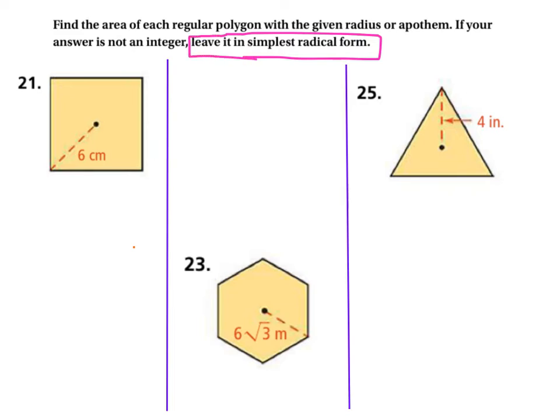What does that mean? That means that you're going to be using roots and not decimal numbers, okay? Leave it in simplest radical form means you should see a radical in there if it happens to work out like that. Okay, so let's figure this out.